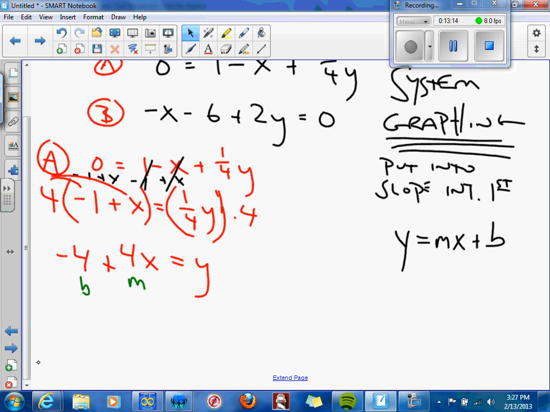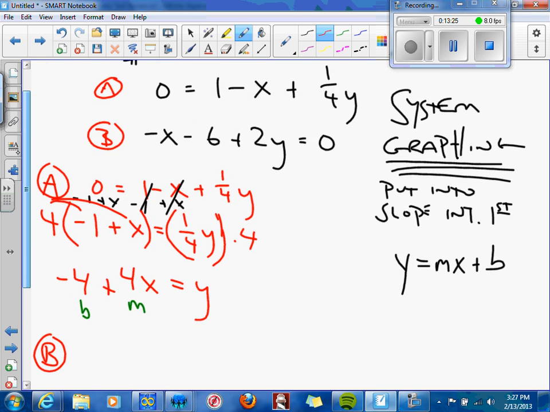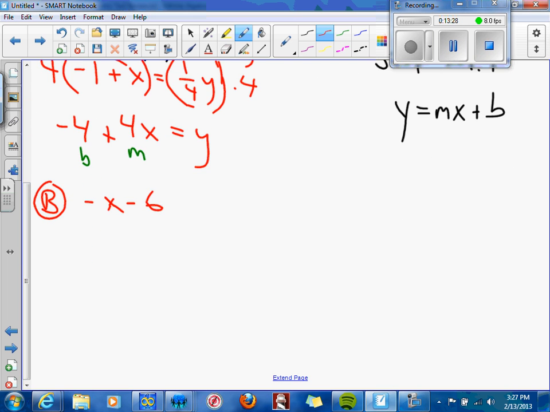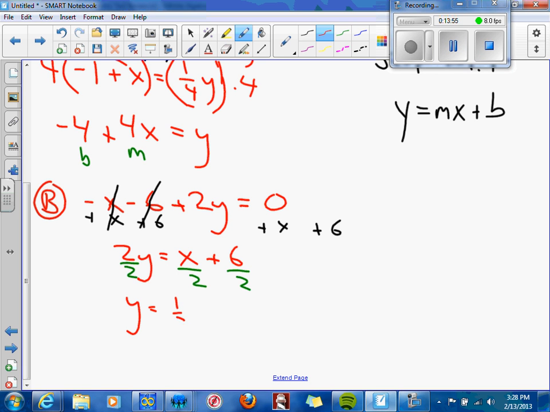B. Can you read B off to me again? I don't think I'll be able to see it. Okay. So I'm going to add x, that leaves me with 2y is equal to x plus 6. And the last thing to do would be to divide this 2 away. There you have this. Solid? Okay.